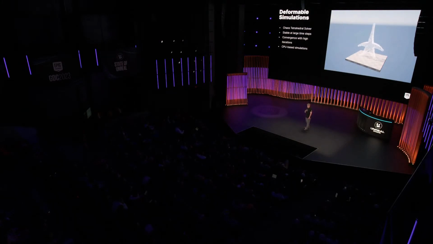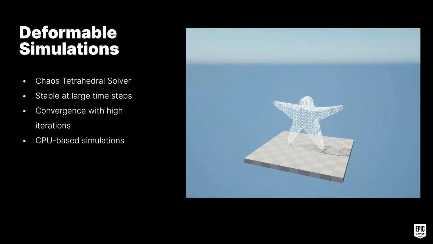The Chaos Tetrahedral Solver offers a stable, real-time simulation framework for the evaluation of volume-preserving lattices. One of the benefits of this solver is that it effectively gives us a dial to control accuracy versus speed depending on your target application. This is a CPU-based simulation, which is advantageous for several reasons.